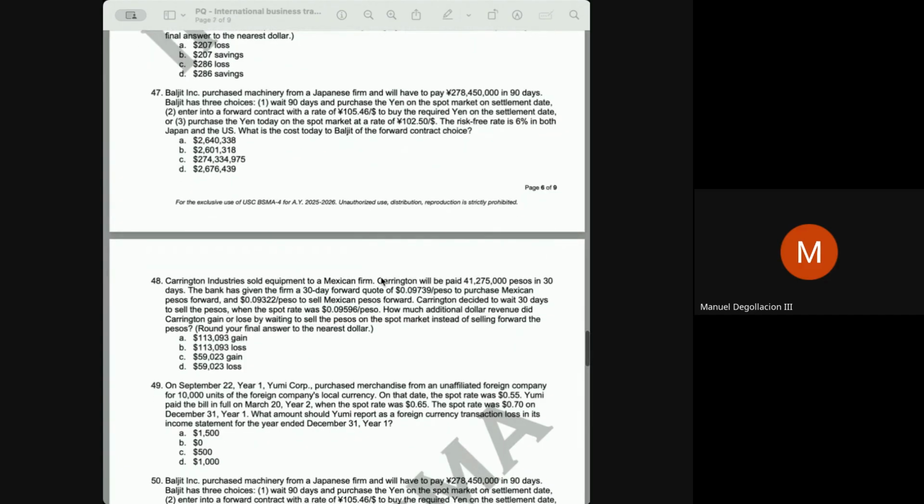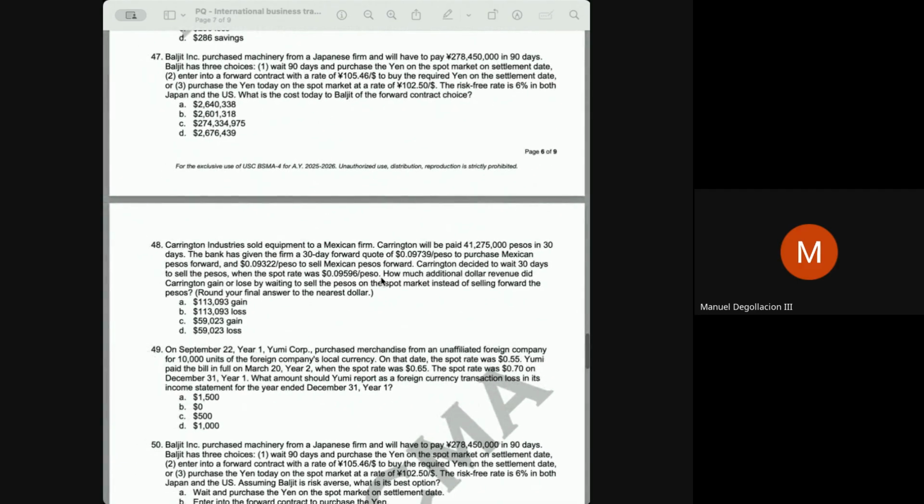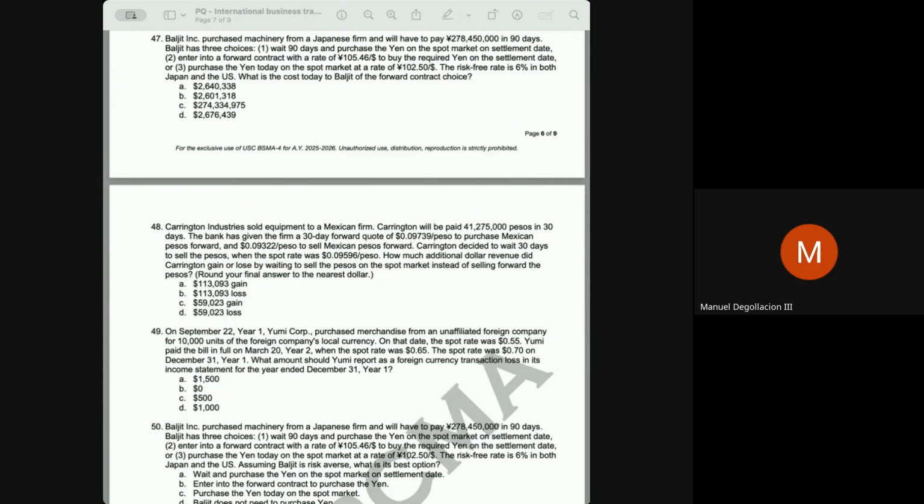Number 48. The question here is, how much additional dollar revenue did Carrington gain or lose by waiting to sell the pesos on the spot market instead of selling forward the pesos?